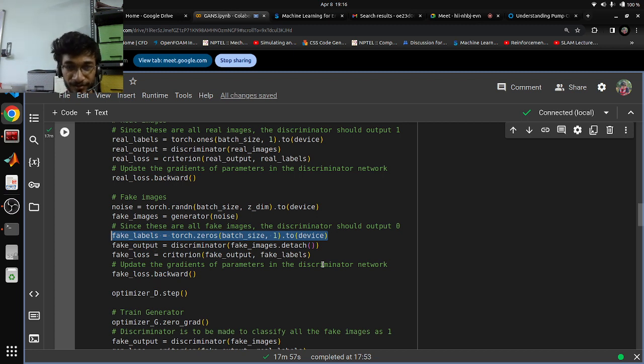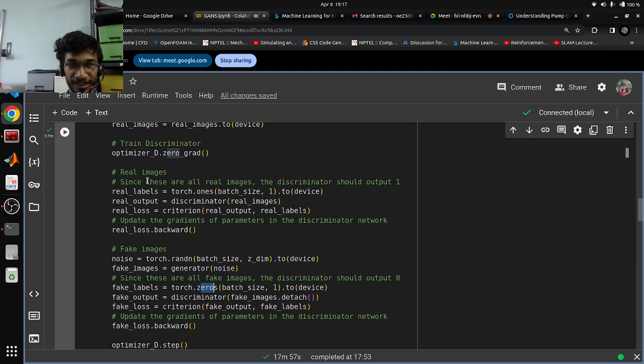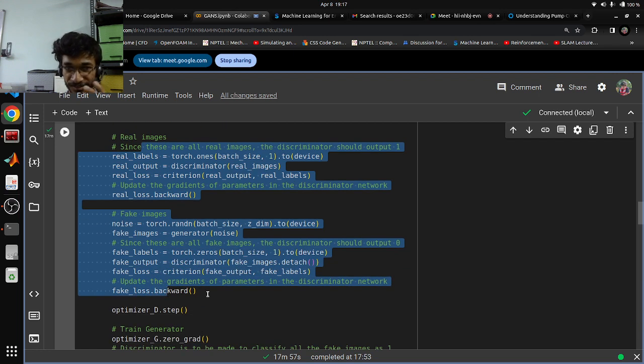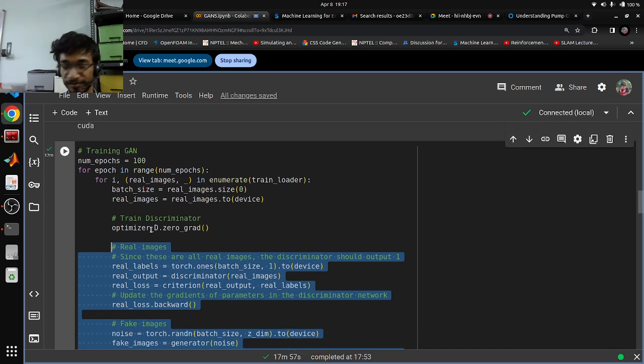And then the loss that we are going to look at is between these fake labels and the outputs. Here you will see I'm setting it as zeros. So there are 64 zeros, and that is what the discriminator should be doing. All of this that we are doing here is to update the discriminator. Okay, all of this is for training the discriminator.